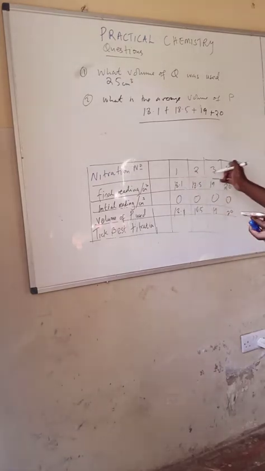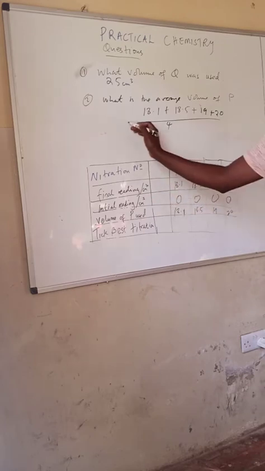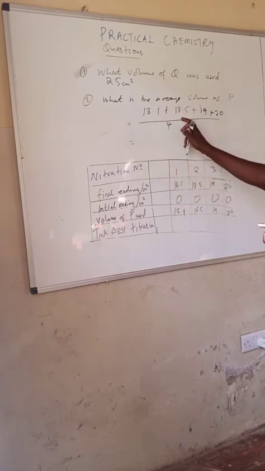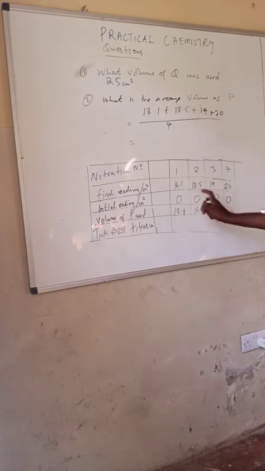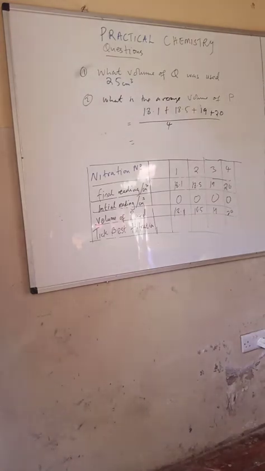So they are 1, 2, 3, 4. So divide by 4. You add this one plus this one plus this one plus that one, and then the answer you get, divide by 4. Okay? So we have 18.1 plus 18.5 plus 19 plus 20.